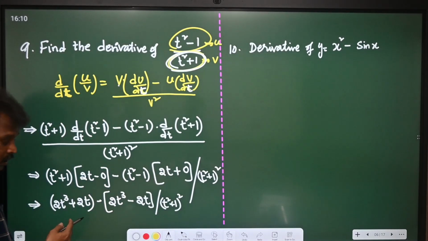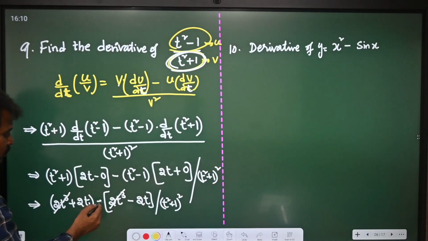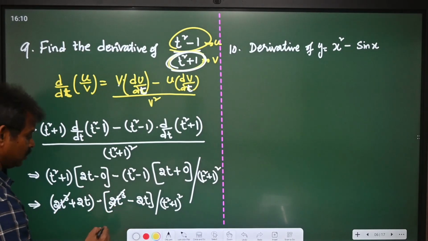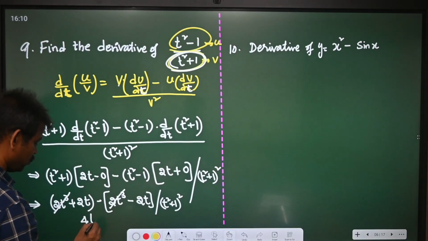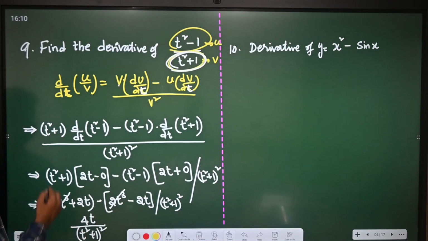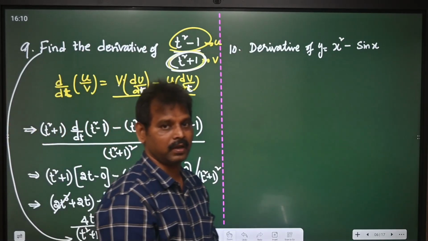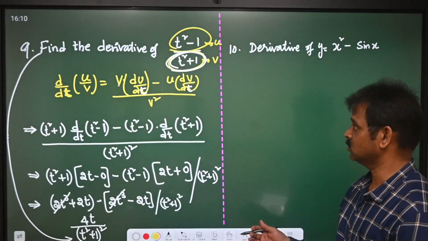You can see that 2t cube minus 2t cube gets cancelled. This 2t, minus of minus, becomes plus 2t, which is equal to 4t by t square plus 1 whole square. This is the derivative of the given function, which is equal to 4t by t square plus 1 whole square.